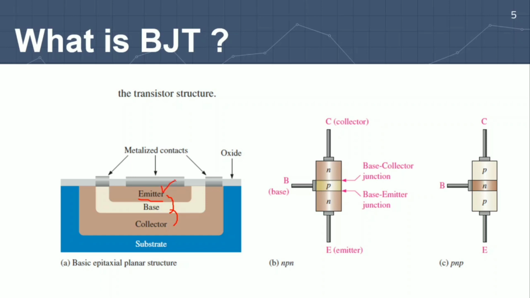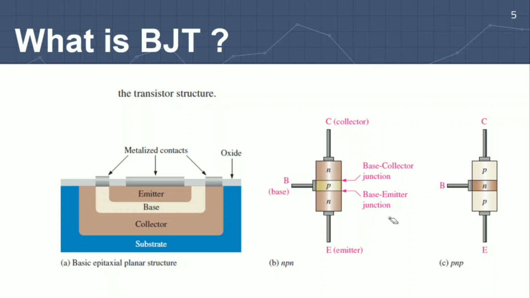So the emitter is highly doped, the base is lightly doped, and the collector is moderately doped. If you are discussing the area, the collector has the largest area, the base has the narrowest area, and the emitter is moderate in area. If you are talking about doping, the emitter has the highest doping, the collector has moderate doping, and the base has the lowest doping concentration. So this is how your BJT is manufactured.